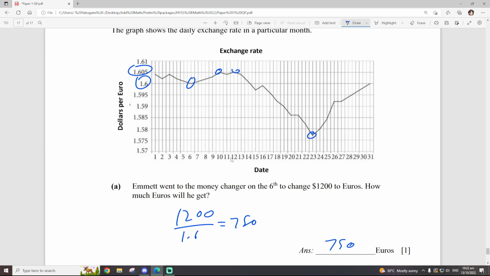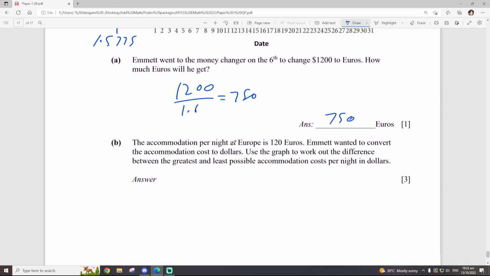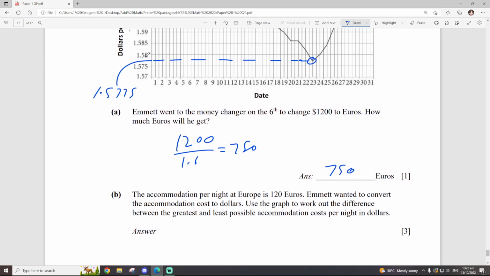And here is the lowest point, which you read to half of the smallest division. So the problem here is that it's not actually on the scale, but you always read to half the smallest division. So this will be 1.5775. Okay, so this is 1.5775. Always read to half the smallest division. So this is dollars per euro.